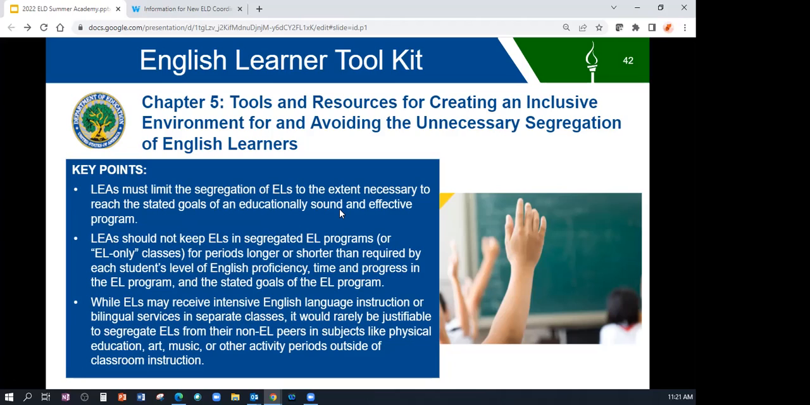And while they can receive intensive English language instruction or bilingual services in separate classes, it wouldn't be justifiable to segregate them for the whole day. You have to include them in PE, art, and music where they're integrated. Lunchtime, recess, all of those activities should be integrated with the mainstream population.